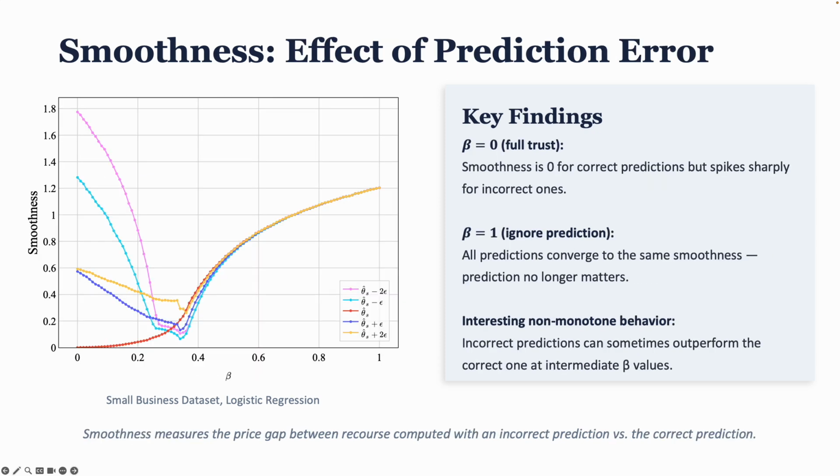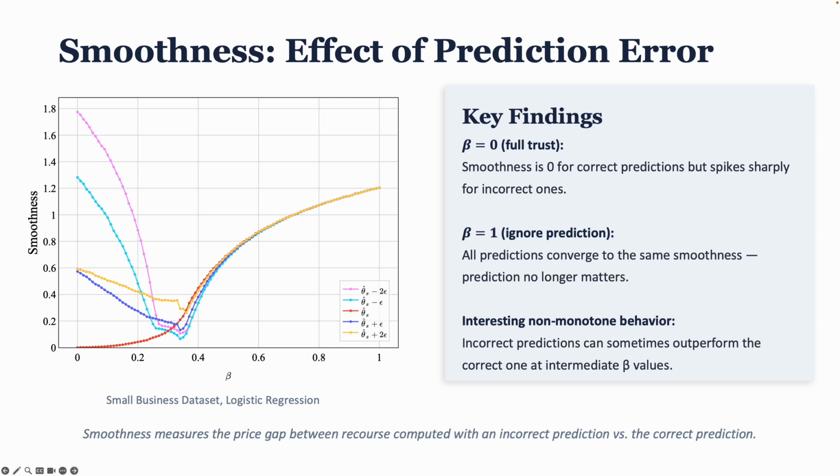Next, we study smoothness. Smoothness is basically how gracefully performance degrades as the prediction becomes less accurate. Or in other words, it measures the price gap between recourse computed with an incorrect prediction versus the correct prediction. And this plot shows smoothness versus beta for one of our datasets. So different curves correspond to predictions with different amounts of error. So we have the correct prediction, theta hat s, and perturbations of plus or minus epsilon and 2 epsilon.